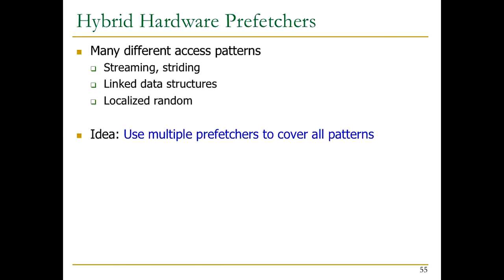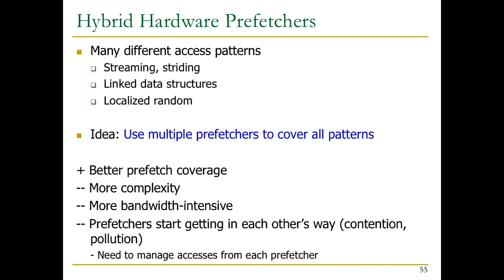Okay, so clearly there's no single prefetcher that can cover all patterns. So people have designed hybrid hardware prefetchers, and you can be sure that whatever you're working on is prefetching right now with different hardware prefetchers. So streaming, striding, linked data structures, localized random with the locality-based prefetchers, for example. So use multiple prefetchers to cover all patterns. You get better prefetch coverage. And like with anything heterogeneous, you get more complexity, more bandwidth contention, and prefetchers start getting in each other's way, potentially. So you need to manage accesses from each prefetcher as well.